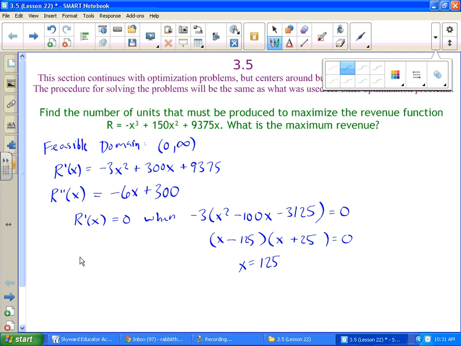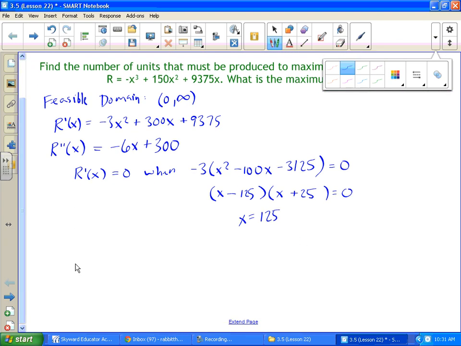Okay, now I go ahead and do what with that for the second derivative test? Plug it in the second derivative. So I take the second derivative at 125. Just looking at it, 125 times negative 6 plus 300, positive or negative? Negative. So it's less than 0, which means it's concave down, so max or min? Max. So whatever Tom says, just do the opposite. Okay, so there's a max at x equals 125.